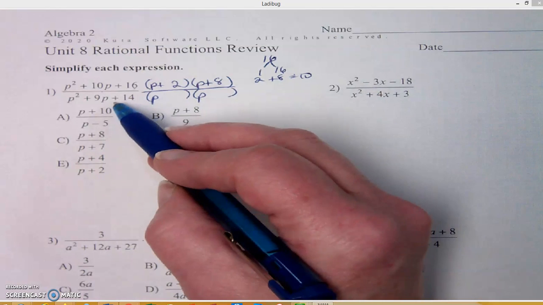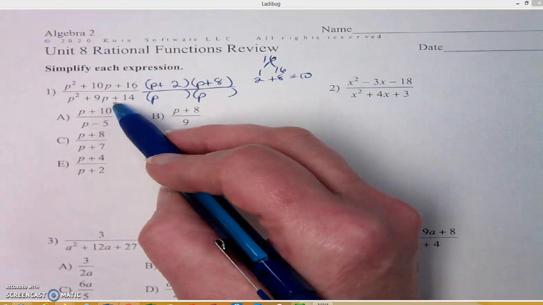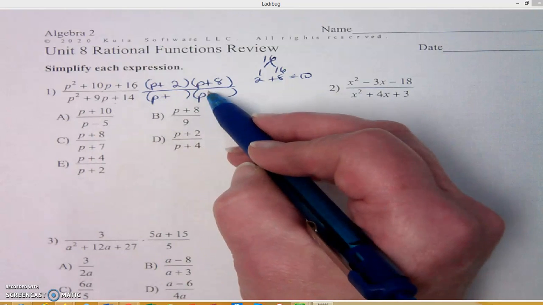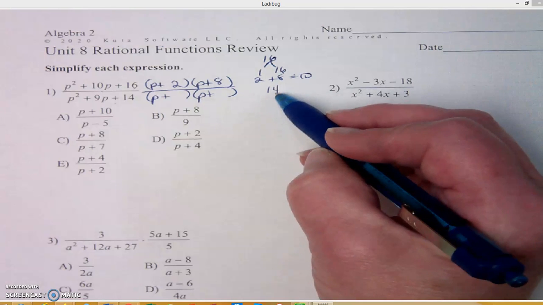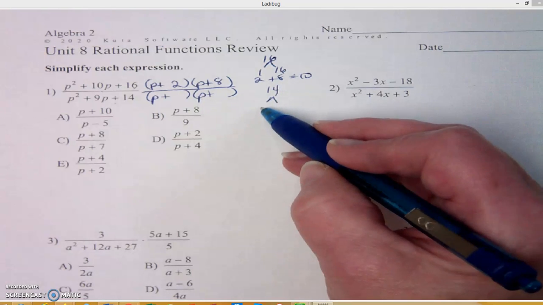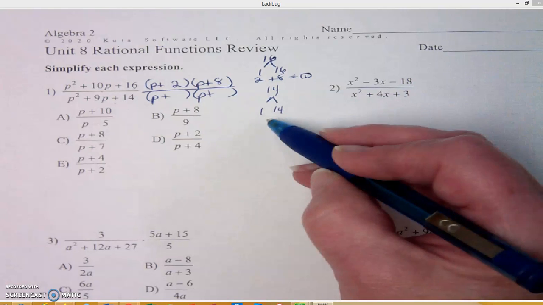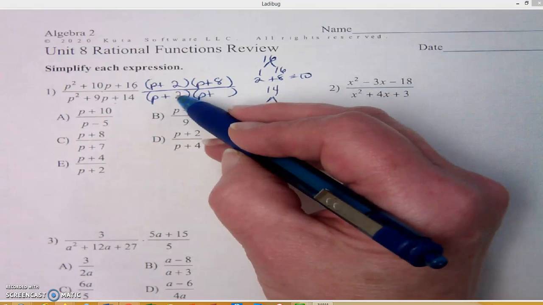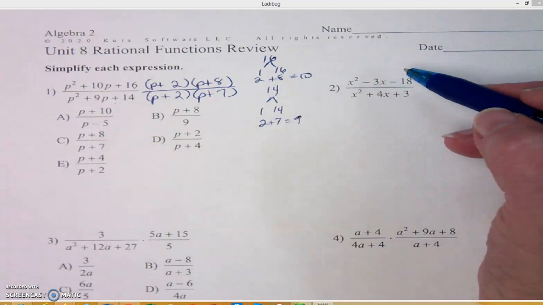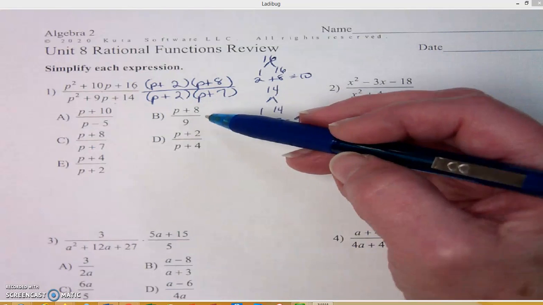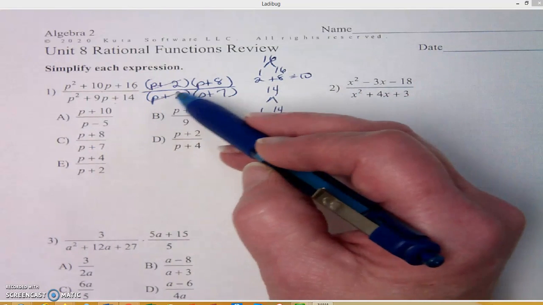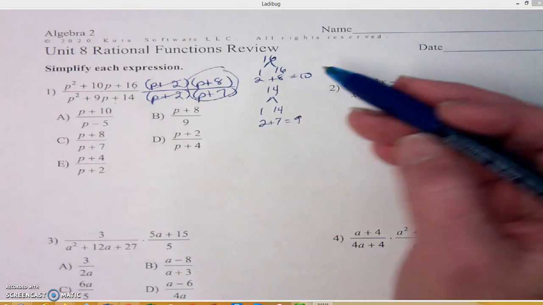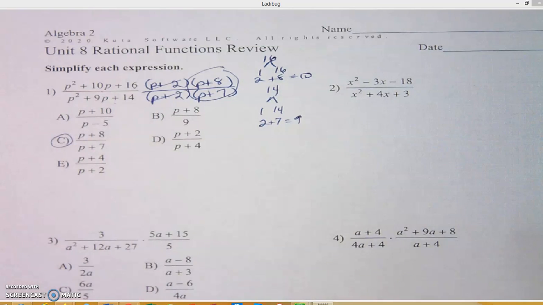So the same thing here. This sign is positive, so that means both of these signs are going to be the same. This is positive, so they're both going to be positive. Factors of 14 that when I add them together, I get 9. So 1 and 14 is 15. 2 and 7, that does give me 9 when I add those together. And then I look to see what can I cancel from numerator to denominator. And I have a p plus 2 on the top and on the bottom. And so what I'm left with is p plus 8 over p plus 7, which is answer choice C.